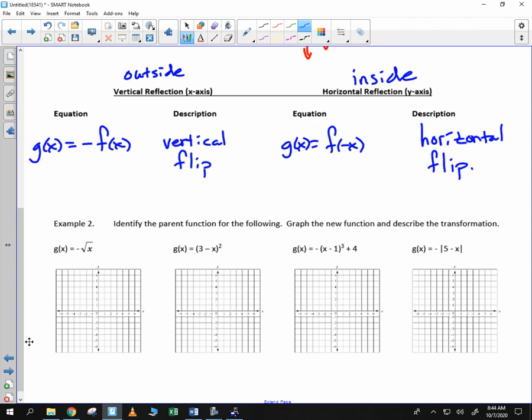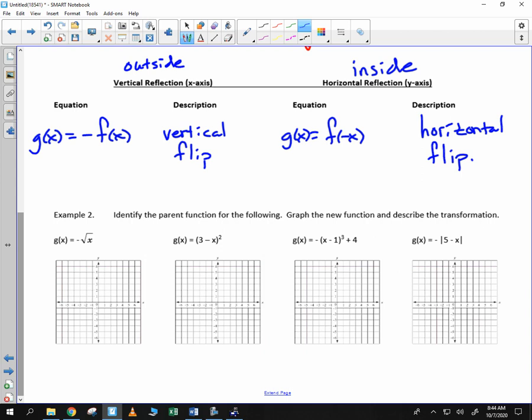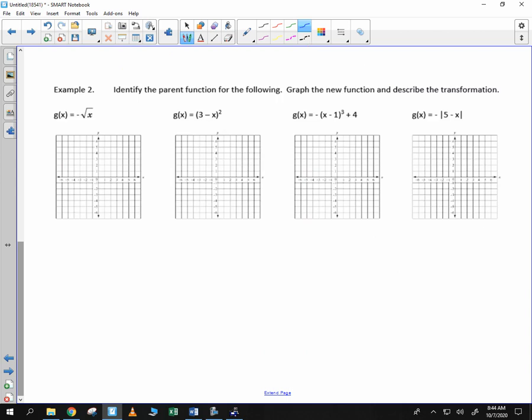Okay, so this is a little bit more involved in this scenario. But what we have going on in this situation is g of x is equal to negative root of x. The negative is on the outside, so this is the parent function. So if we created a vertical flip, it would look like this. So the red is what it looks like.